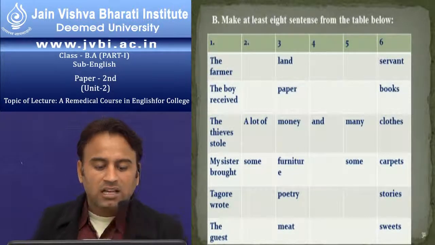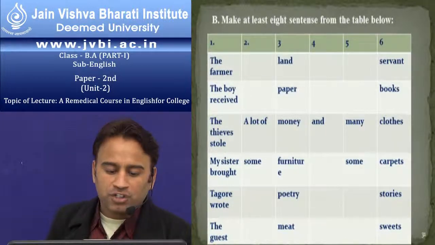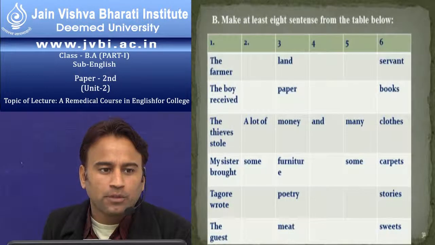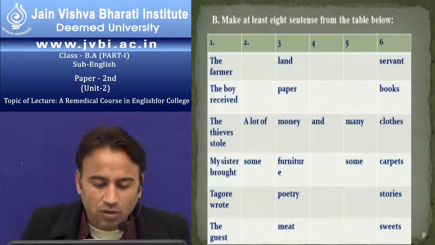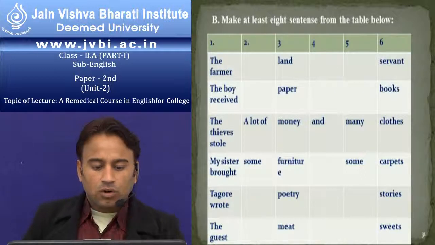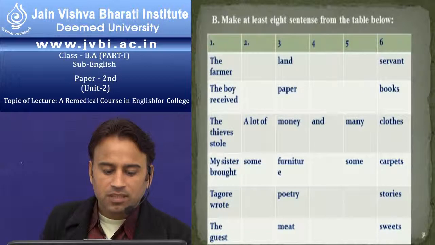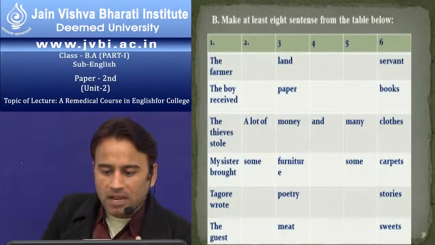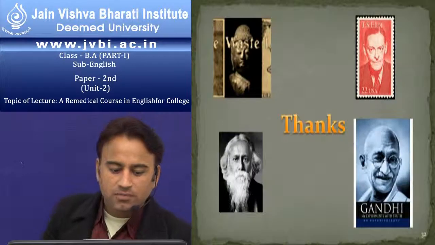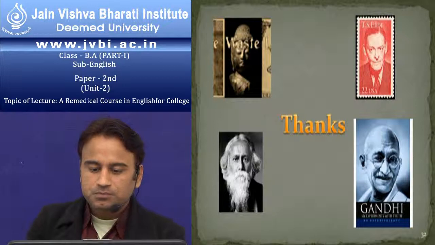And the last, Tagore wrote some poetry. There is a problem because we can only use paper and poetry in this sentence. Tagore wrote some poetry and many stories. Tagore wrote some paper and many books. So we can make many sentences with the help of this table.